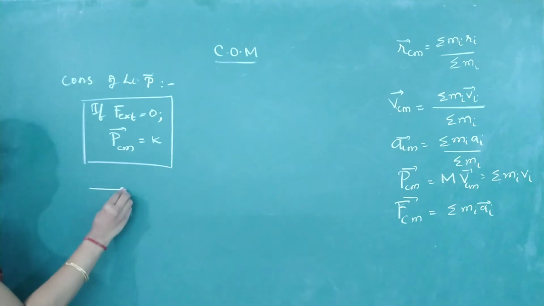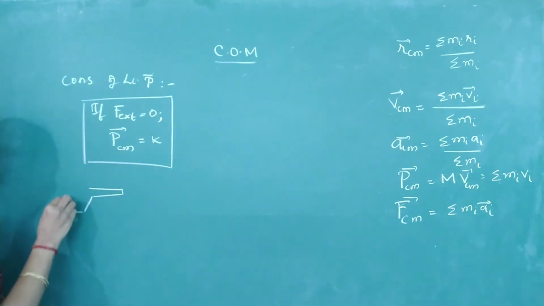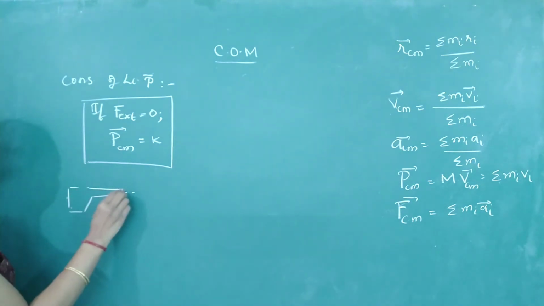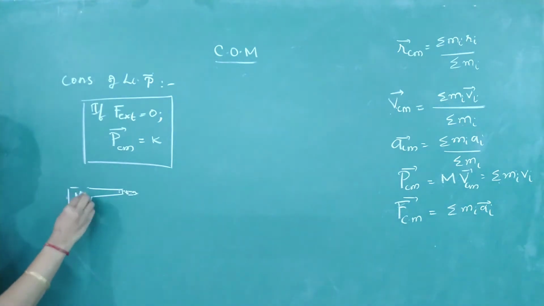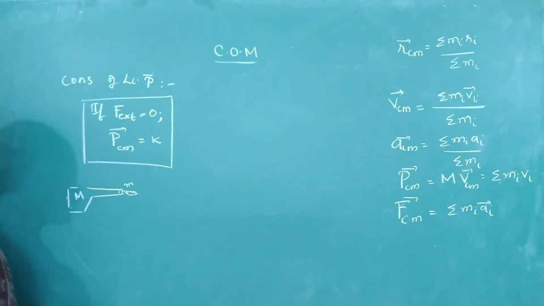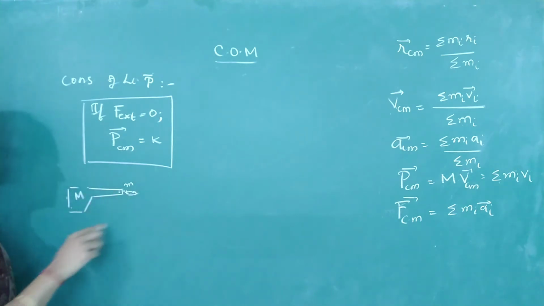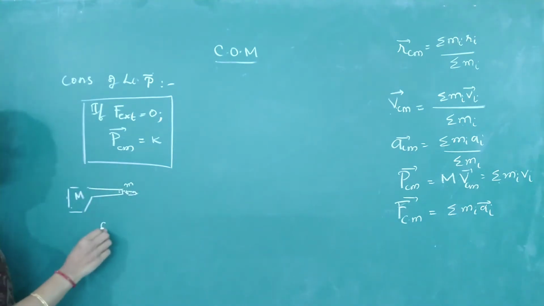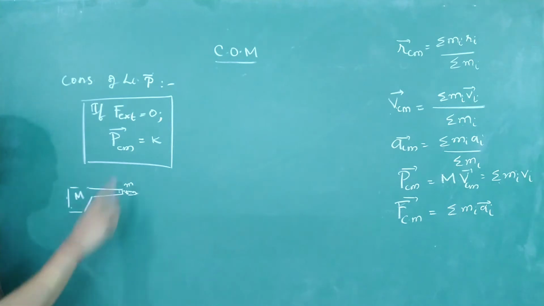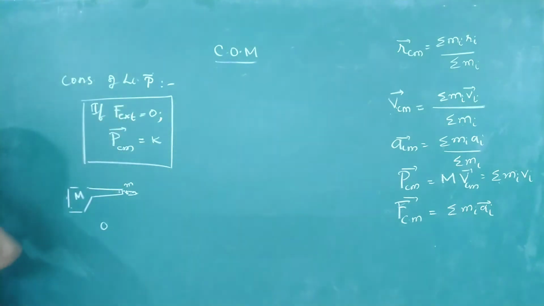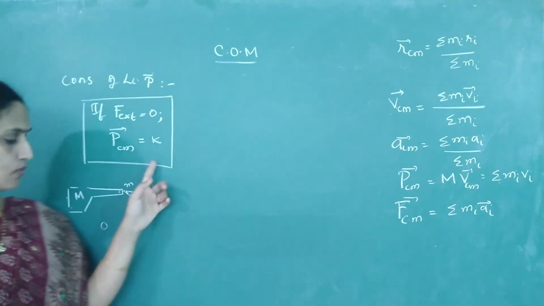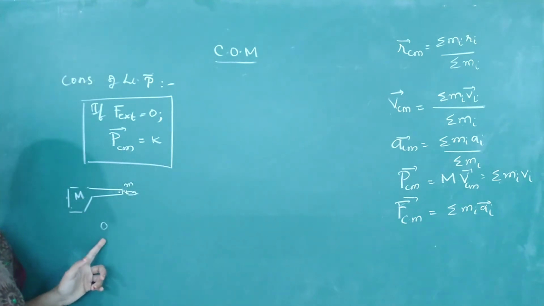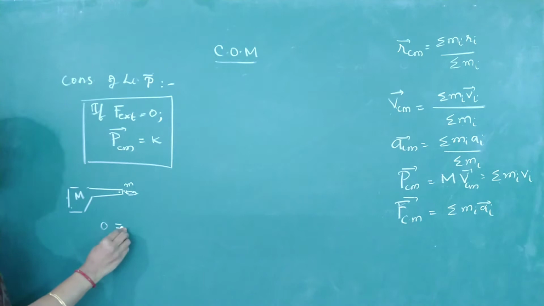Say you are firing a gun. You are firing a bullet. Mass of the gun is M, mass of the bullet is m. Before firing, these two objects were at rest. So what is the initial momentum? 0. Since there is no external force acting on the system, its momentum has to remain constant. So what was the total initial momentum? 0. What will be the final momentum?